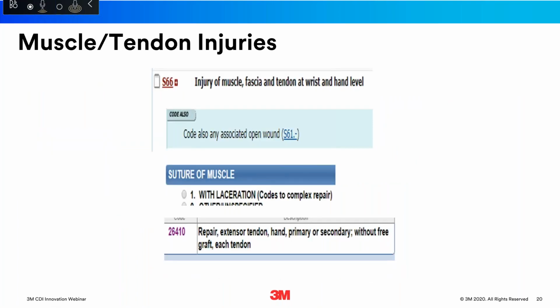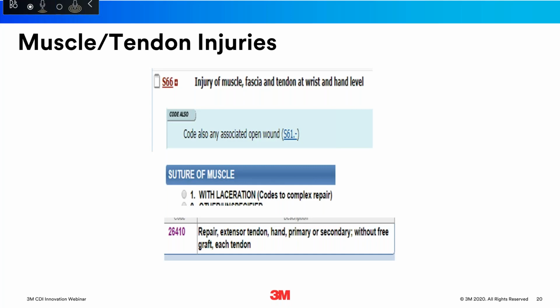Same thing with muscle and tendon injuries. So in the ED, if the physician says the patient had a laceration of their hand and it extended into the muscle, you're going to code a category S66 code first, and then you're also going to code the open wound code of the skin, S61 category, as an additional code. So those lacerations into tendons or muscles, if the fascia, tendon, or muscle is involved, then you have to code 2 codes, the S66 if it's the hand, and then your additional open wound code.